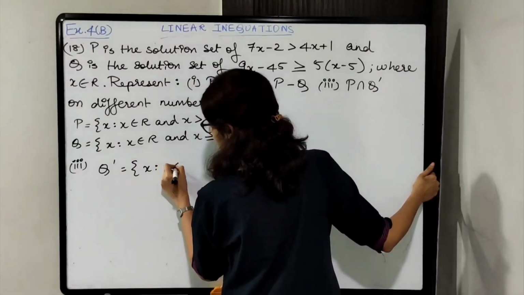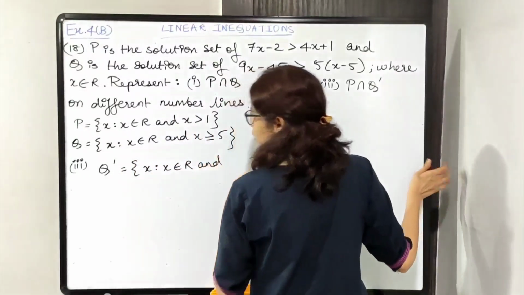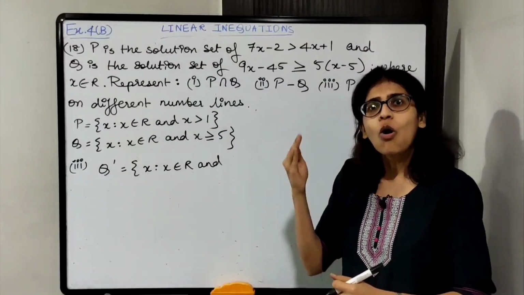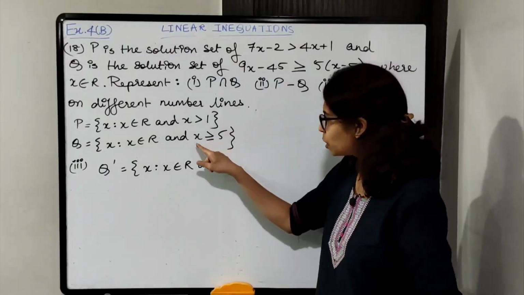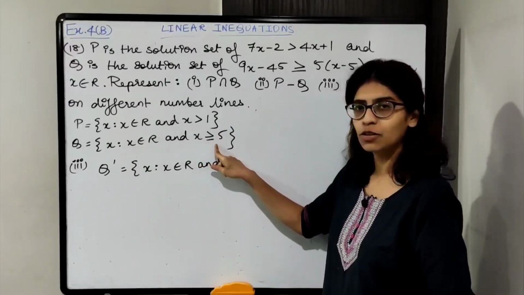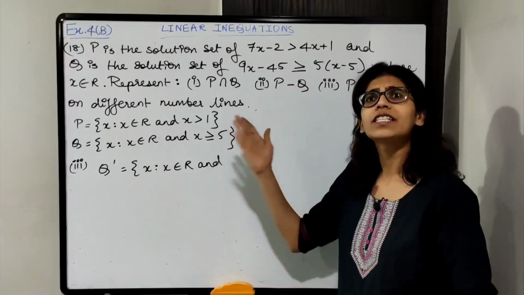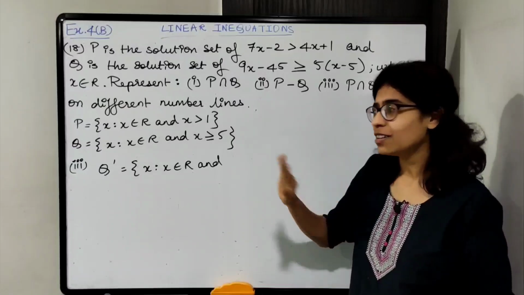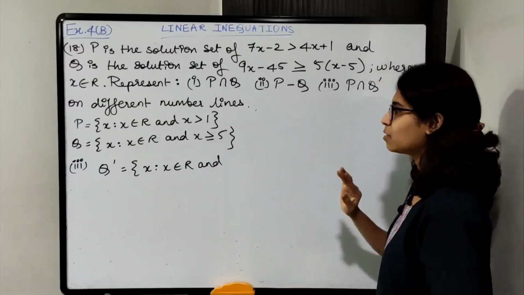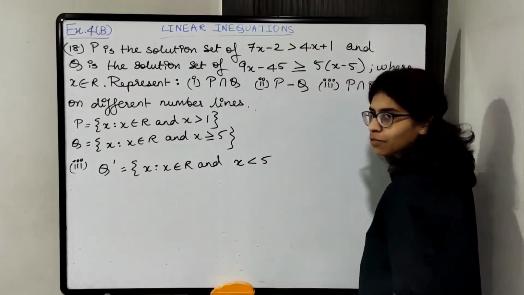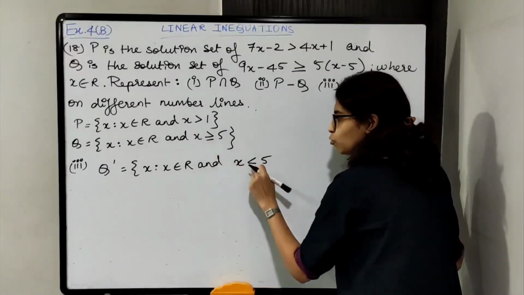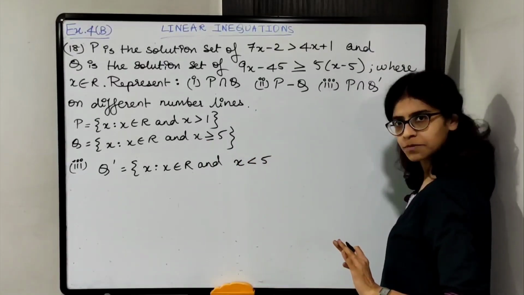x such that x belongs to R, and in q dash all those elements will be there which are not there in q. So for q, x is greater than or equal to 5. Reverse the sign. Okay, reverse the inequality sign. So it is greater than or equal to, you will write less than 5. Here there is an equal to, so you will not put equal to over here.